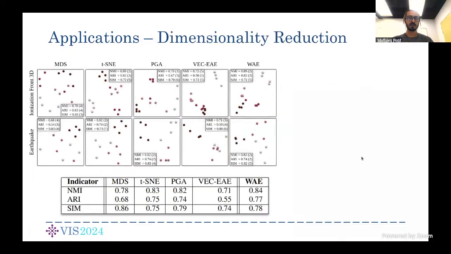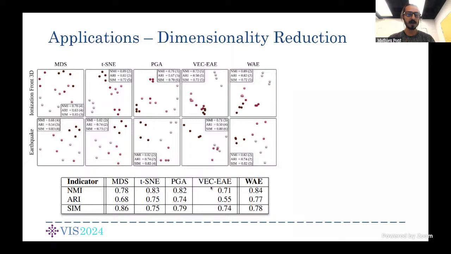Next, we have dimensionality reduction, where we use the coordinates of the topological representations in the latent space as coordinates on the 2D plane. And we evaluate this with indicators that tell us how much the clusters are well preserved compared to the original space, and the SIM indicator that tells us how much we have well preserved the distances. We compare our method with popular ones of the literature, and this table averages these indicators over all the ensembles.